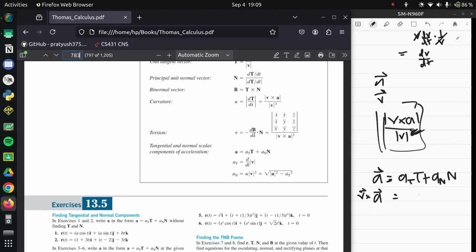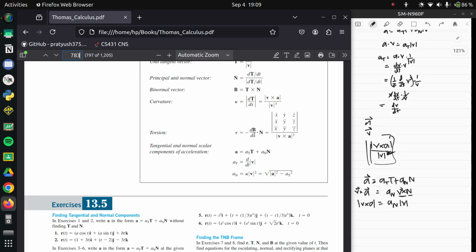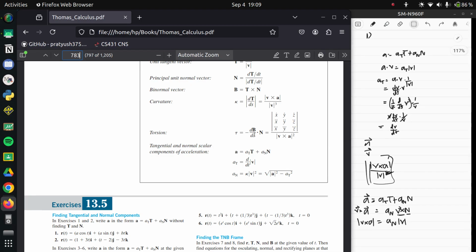That thing would just be equal to a_n and then the v vector cross n vector, but then you take the magnitude of that and realize that these two are perpendicular, so this is the magnitudes multiplied. So a_n times the magnitude of v, over here you just have the magnitude of v cross a, so a_n is just equal to what we wrote down. Sure, this is okay. So that much is clear. Let's go to the next thing.